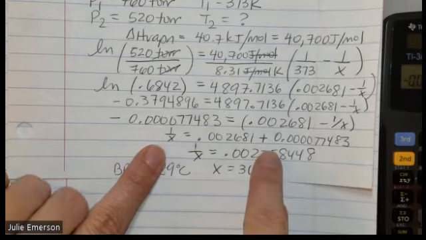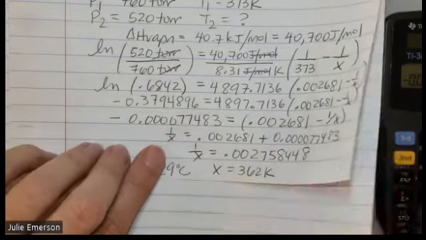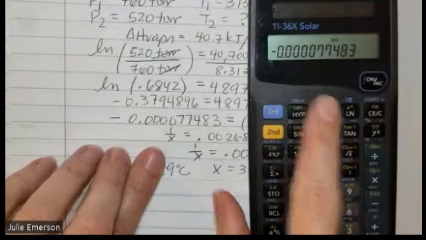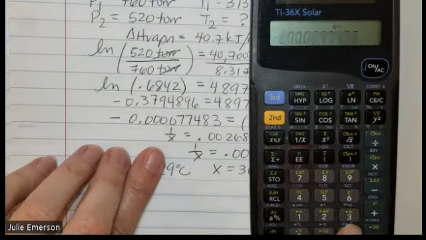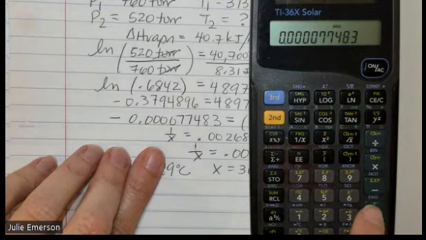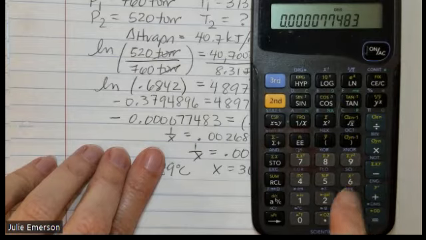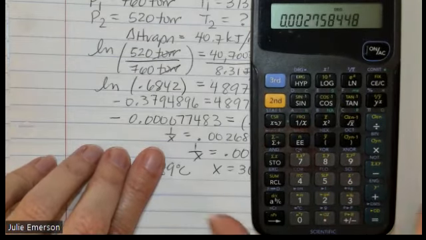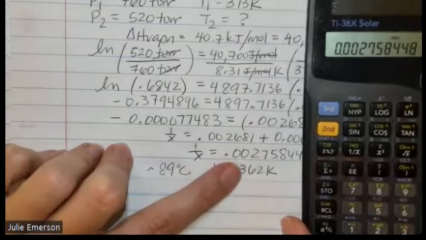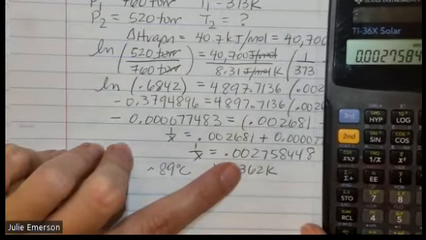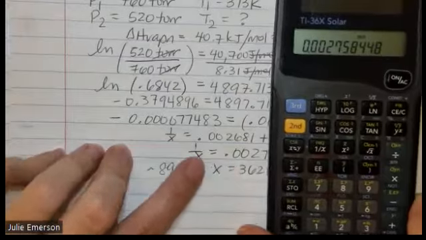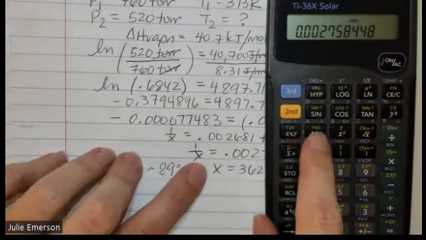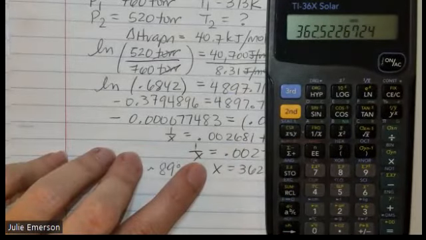And then I'm going to add this negative 0.000077483 to both sides. So basically, I'm taking the answer that's in my calculator now, taking the negative of that because I'm adding it to both sides, and adding that to the inverse of 373. So on my calculator, 373 inverse, bam, enter. There's my answer. So 1 over x is equal to 0.002758, and so on. Then if I just want to solve for x, all I have to do is hit the inverse key and there's my answer.